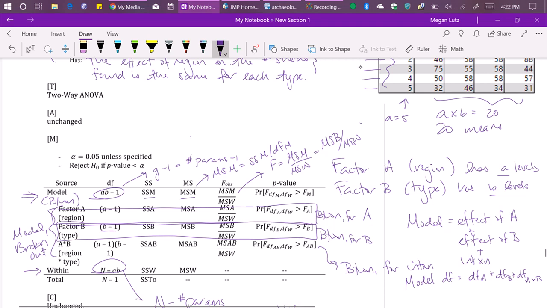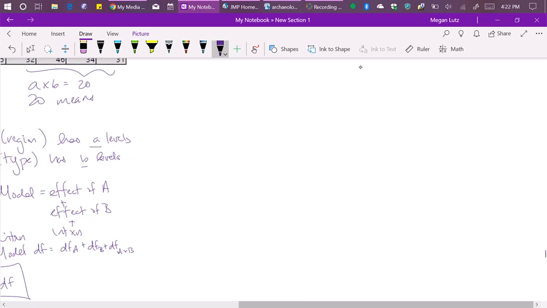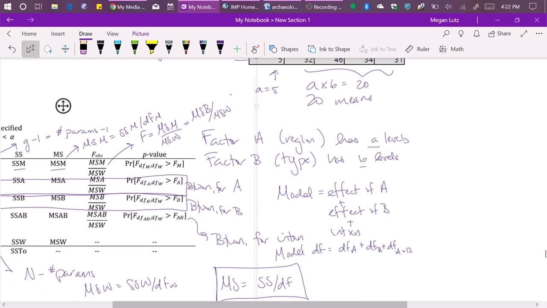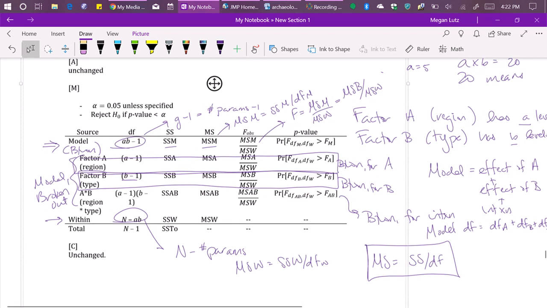The mean squares for A, the mean squares for B, and the mean squares for the AB interaction all come about the same way. So the same rule that we had before, where mean squares equals sums of squares divided by the respective degrees of freedom, is still true. So whether we're talking about that overall model, the individual effects for factor A, B, or the interaction, or within groups, if you just write MS equals sums of squares divided by degrees of freedom, you are okay.